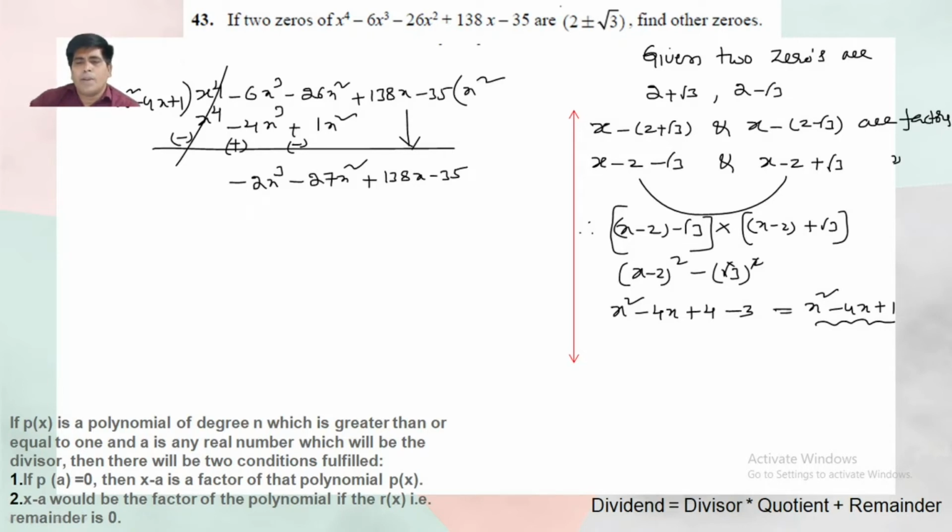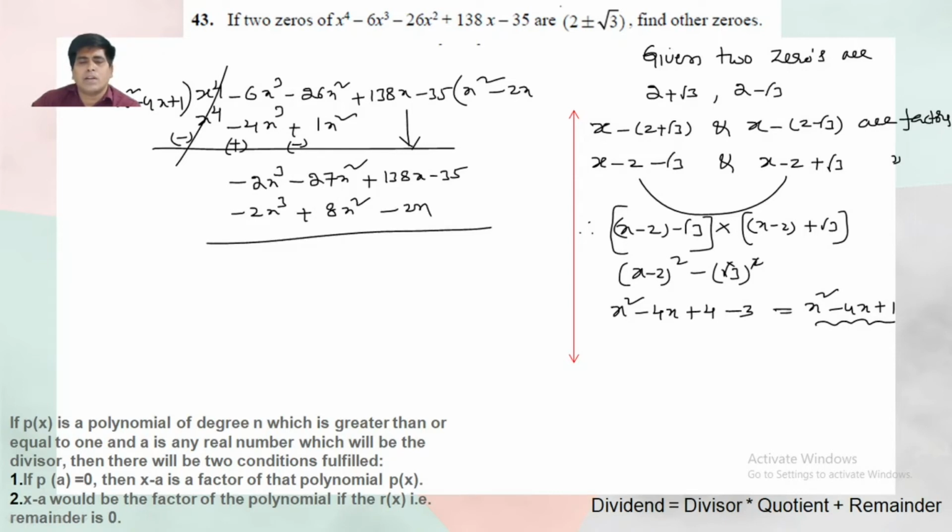Again you can multiply with minus 2x. These three terms you have to multiply with minus 2x. x square into minus 2x is minus 2x cube. Minus 4x into minus 2x is plus 8x square. 1 with minus 2x is minus 2x.